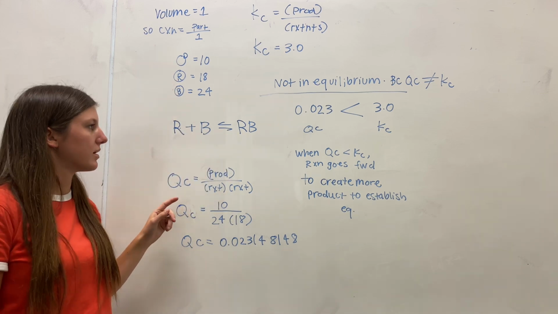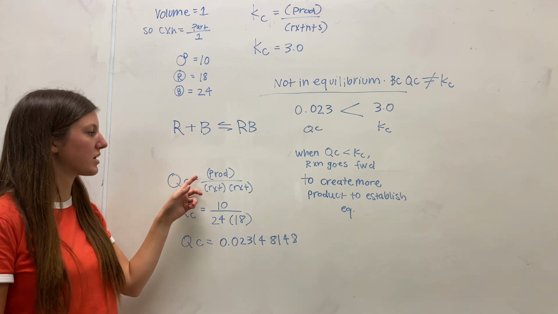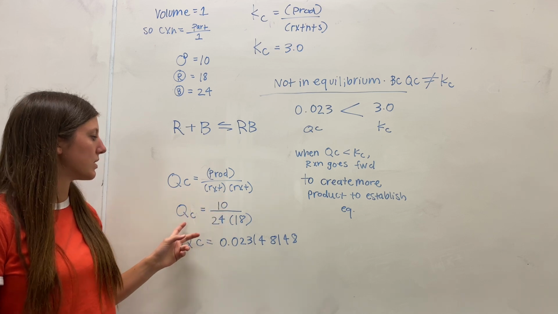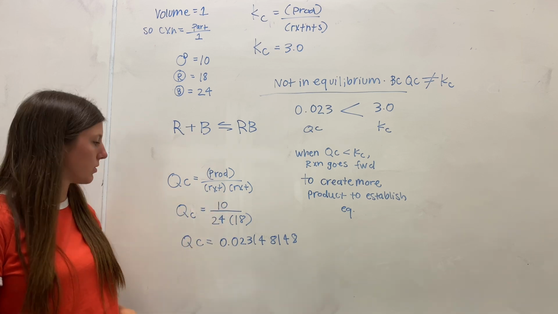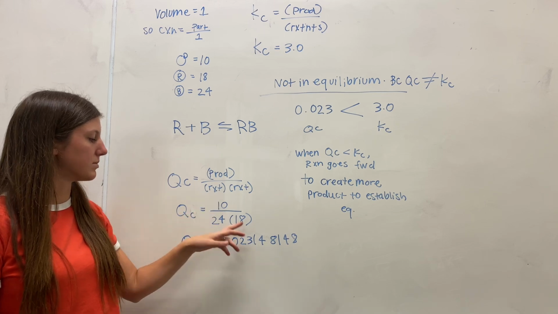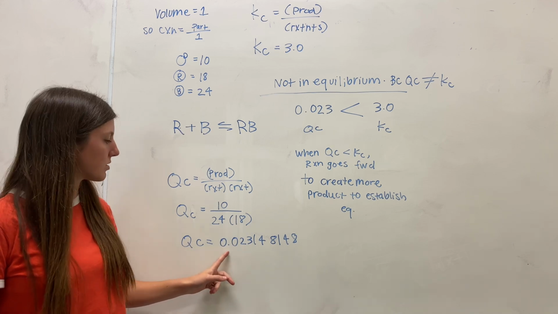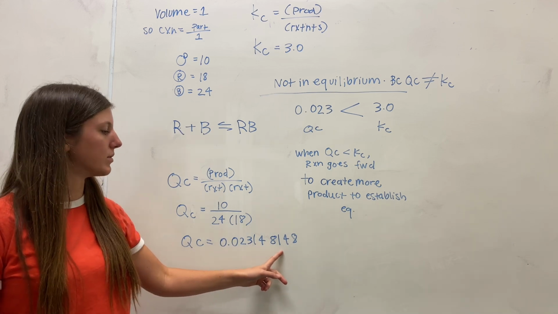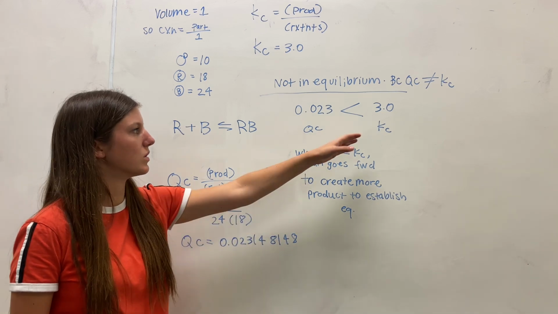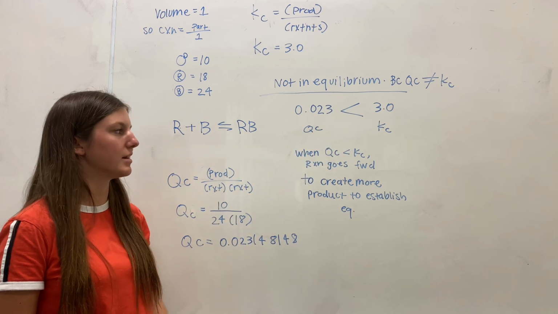And we know that the Qc, which is the reaction quotient, is the concentration of products over the concentration of reactants times each other. So we have that the reaction quotient equals the products over reactants, 10 over 24 times 18. So you get that the reaction quotient is 0.02314848. And we can compare this to our equilibrium constant, which we know to be 3. We see that it is smaller than the equilibrium constant, so it's not in equilibrium.